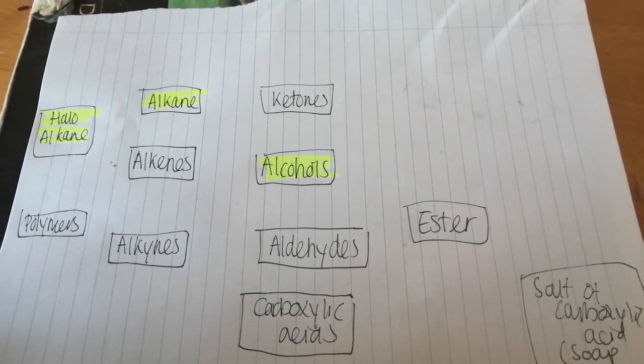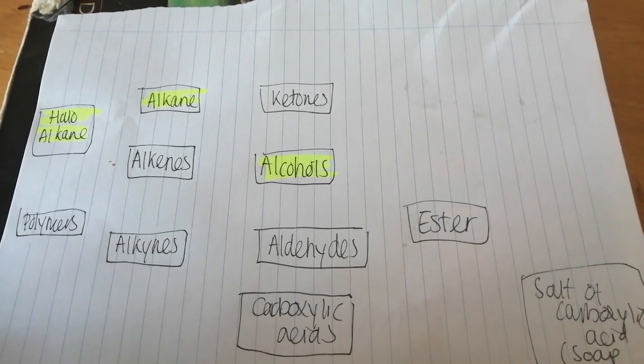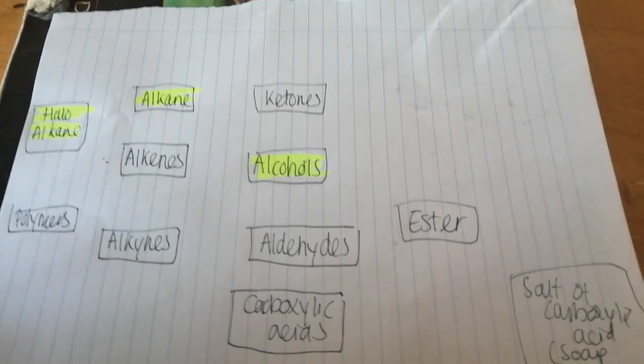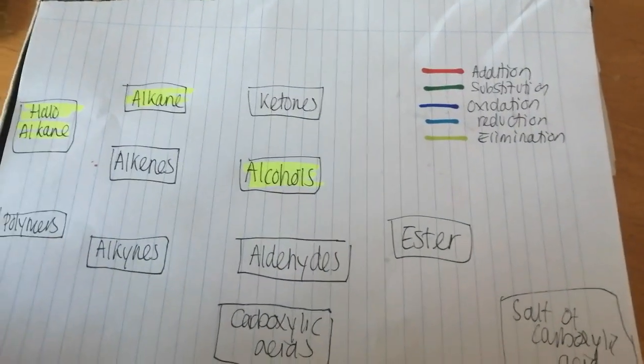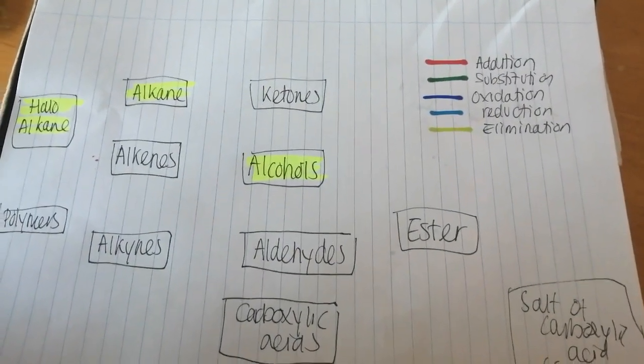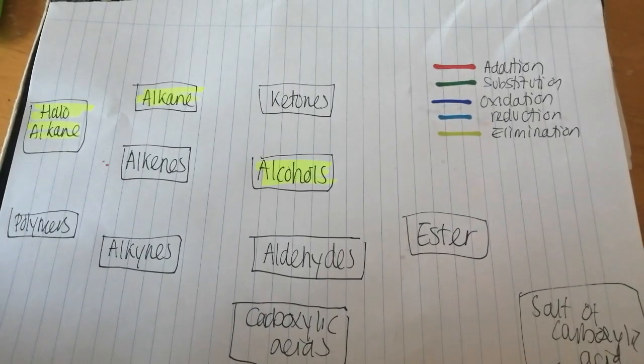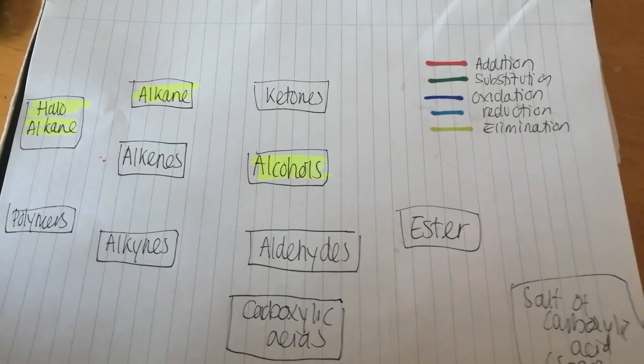Right, I now need you to think of the different types of reactions that can take place and make a key for it in the corner using different colours for each type of reaction. Okay, and you can see that the different types of reactions are addition, substitution, your redox reactions, so oxidation and reduction, and elimination reactions.